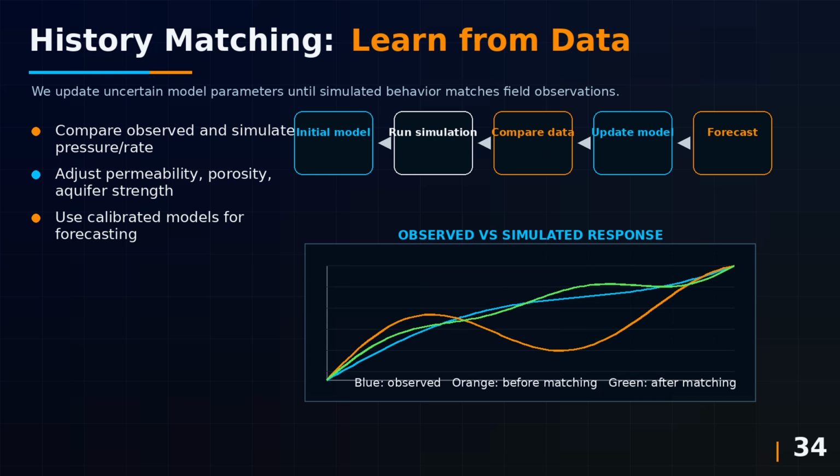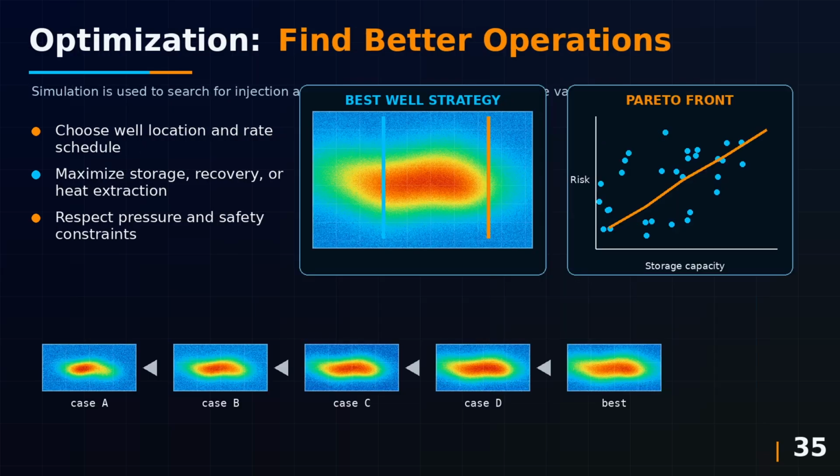Now that we understand history matching, learn from data, let us move to optimization, find better operations. Once we have a working simulator, we can use it to optimize operations. Optimization asks, what decision gives the best outcome? In oil production, this may mean maximizing recovery or net present value. In CO₂ storage, it may mean maximizing injected mass while keeping pressure below a safe threshold. In hydrogen storage, it may mean maximizing deliverability and recovery while minimizing gas loss and pressure risk.